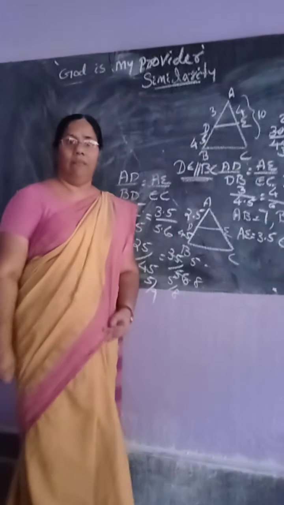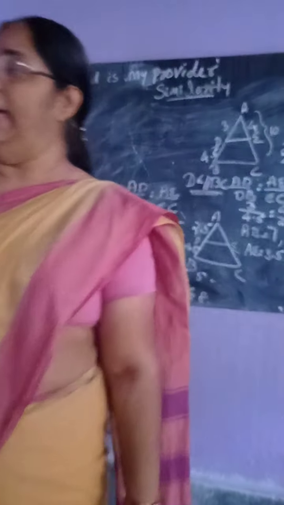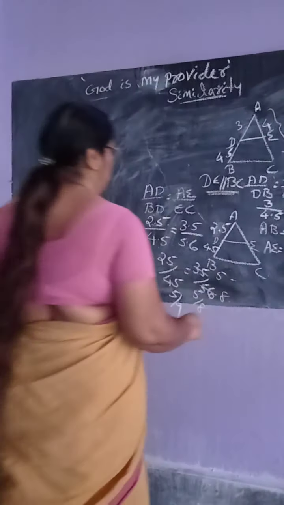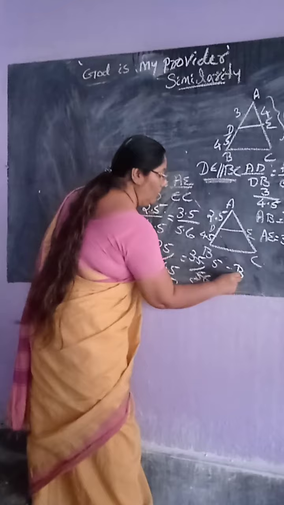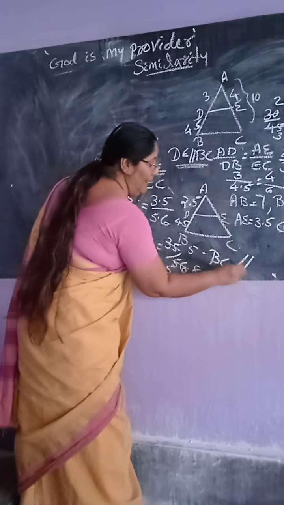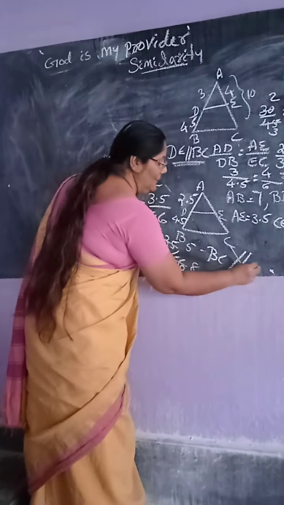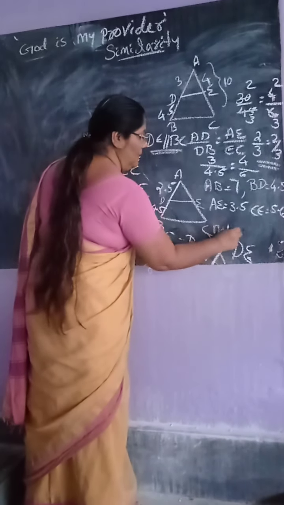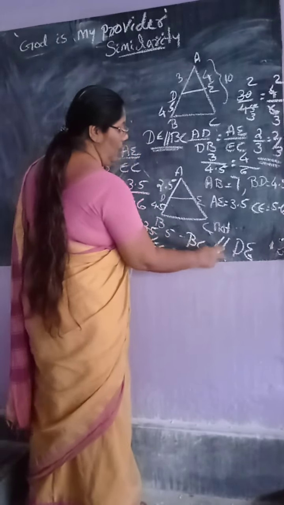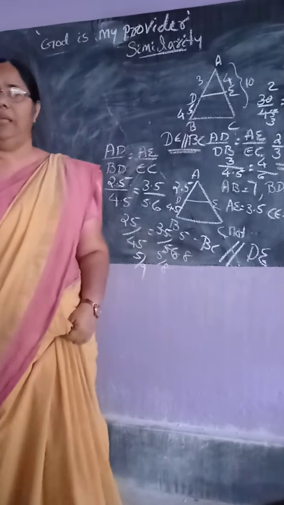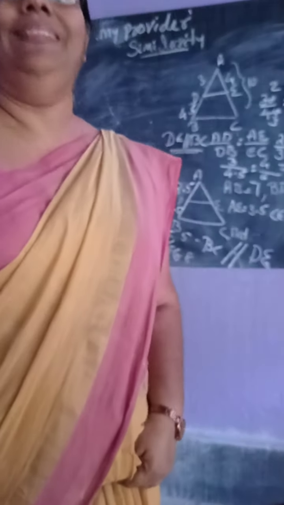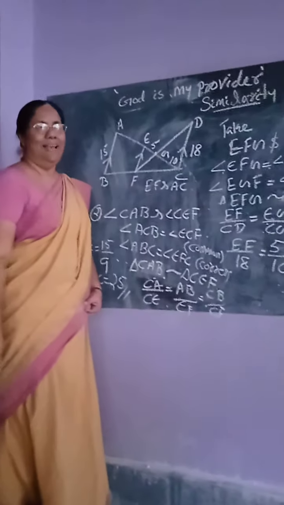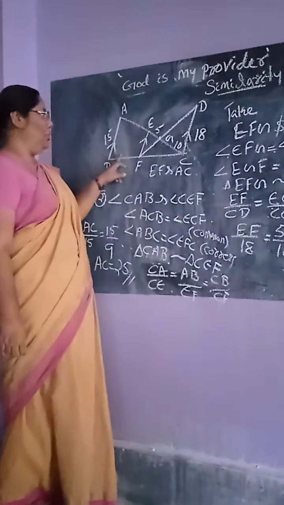Are they equal? No. Therefore, we can say that BC is not parallel to DE. Okay, then one more question. Listen, try the last problem. Draw the figure.